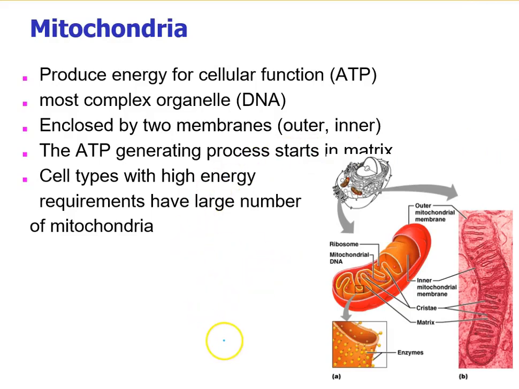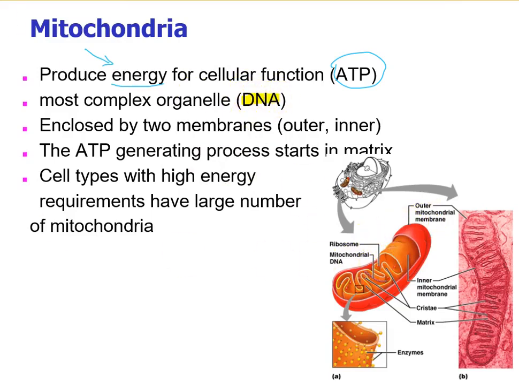The next organelle is the mitochondria. The mitochondria's main job is to produce energy for cellular function, specifically a molecule called ATP. So the mitochondria is the ATP, or energy, production factory. The mitochondria is the most complex organelle in a cell, and it is the only organelle that has its own DNA.